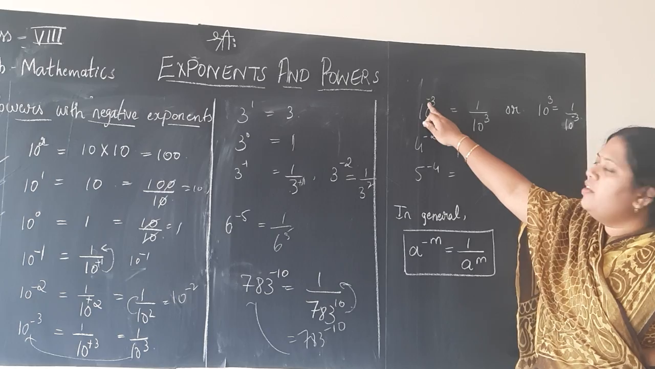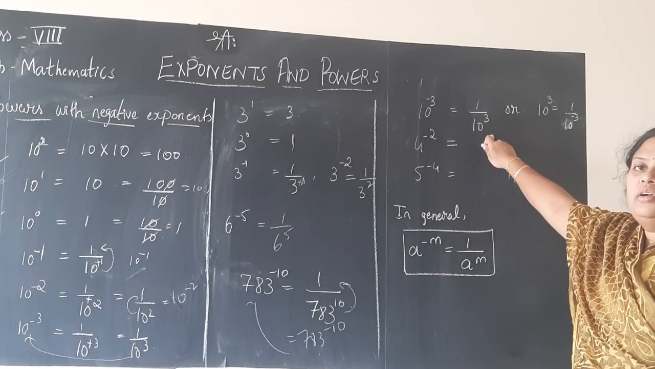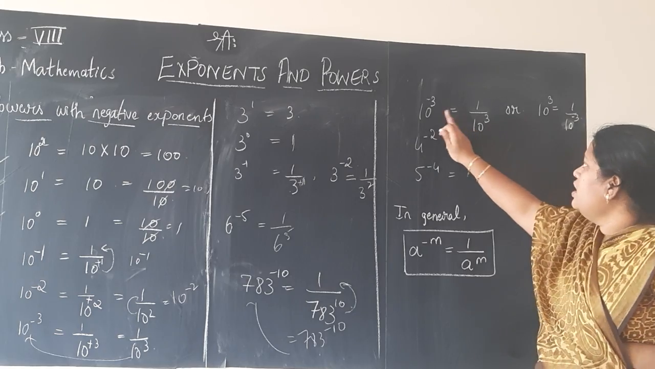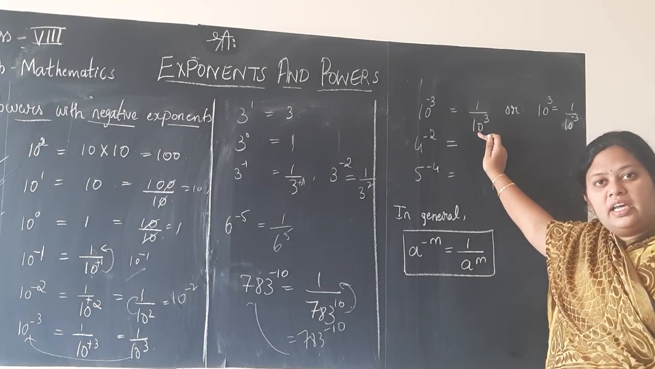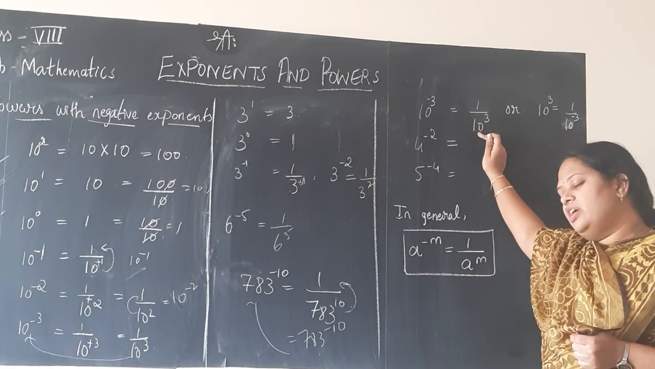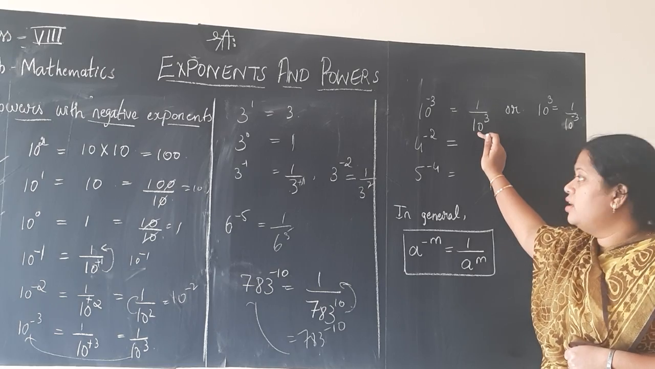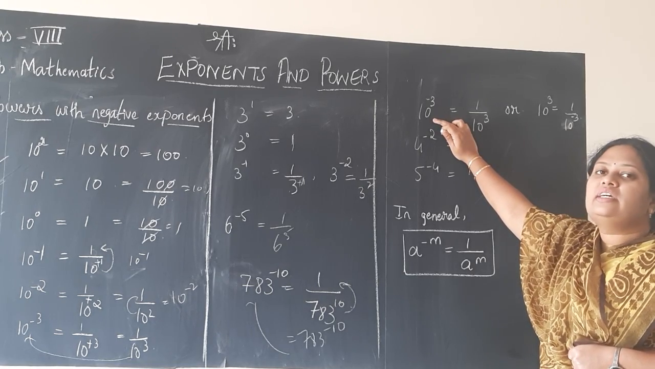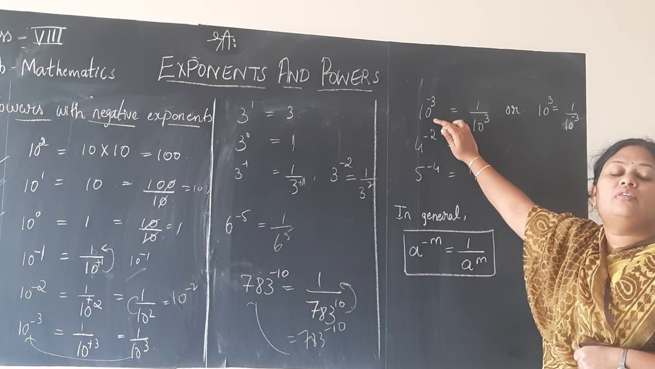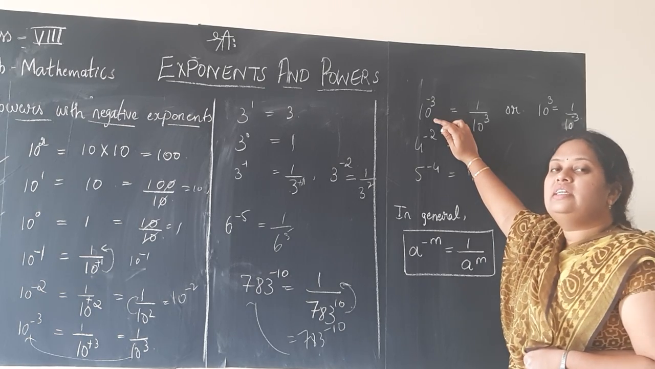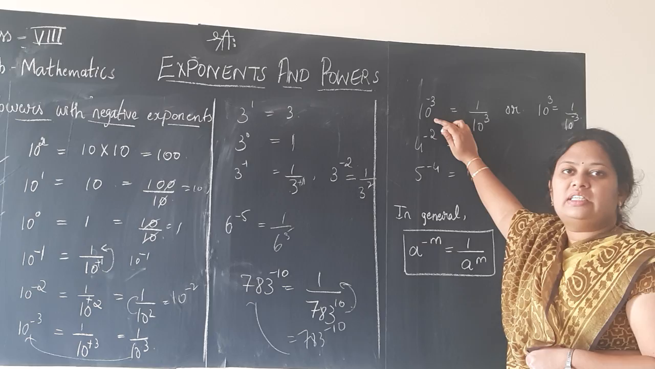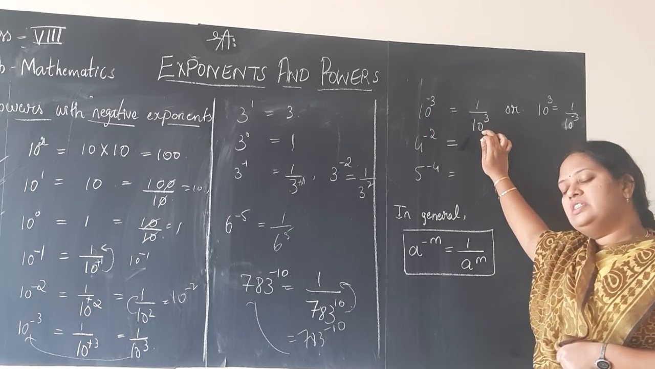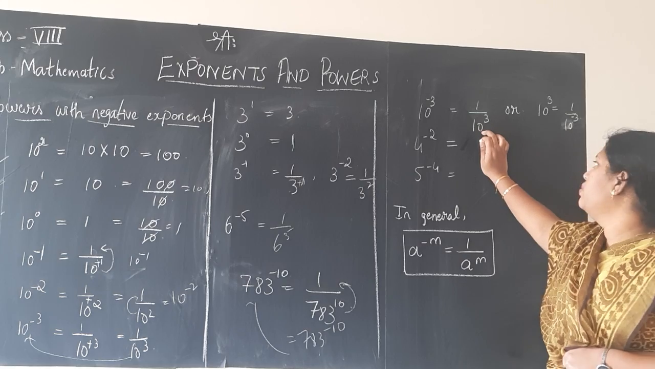Now, 10 power minus 3 is what? It is nothing but 1 by 10 to the power 3, or 10 cube you can say. When you have 10 to the power plus 3, you can read it as 10 cube, children. But when you have 10 to the power minus 3, you cannot say it is a 10 cube. You should read it as 10 to the power minus 3 itself. 10 power minus 3 you should read like that, but 10 power plus 3 you can read as 10 cube.